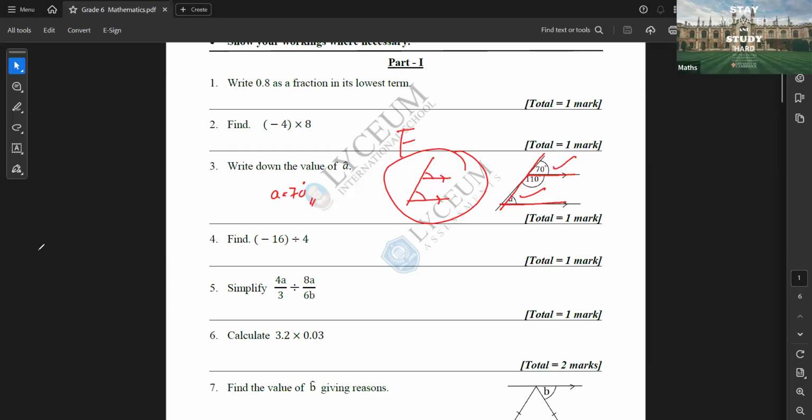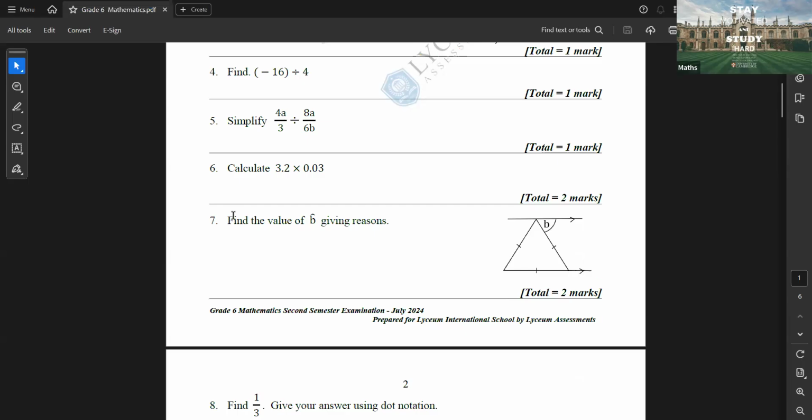Question number 4. Minus 16 divided by 4. So different sign division is always negative. So minus 16 divided by 4: you can divide by 4 times. Here 4 times 1, and here 4 times how much? 4. So the answer is negative 4.